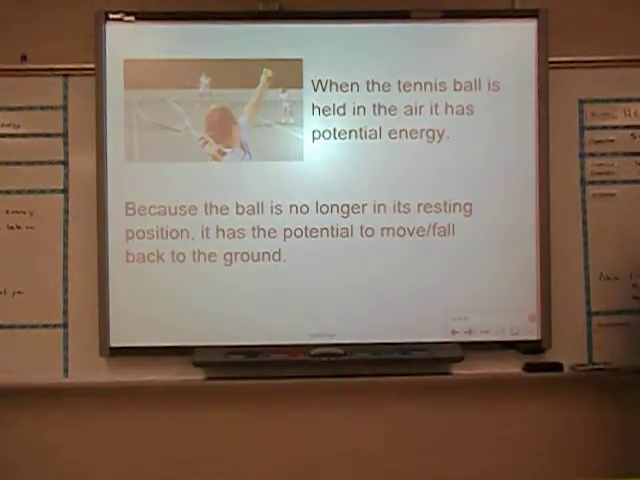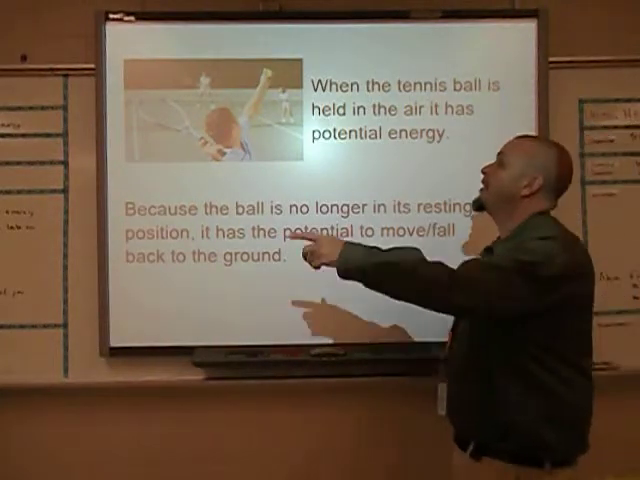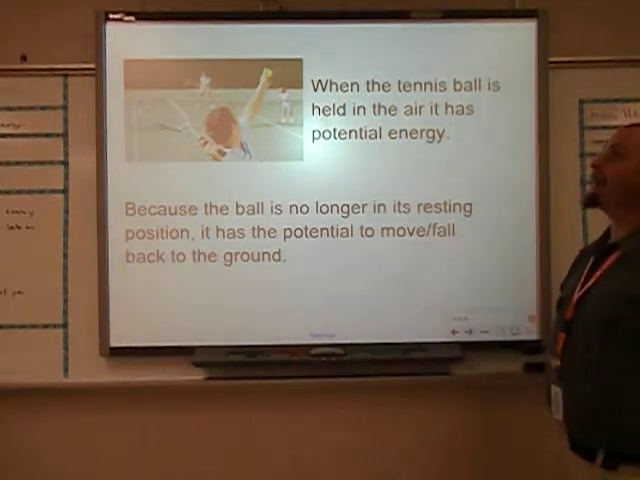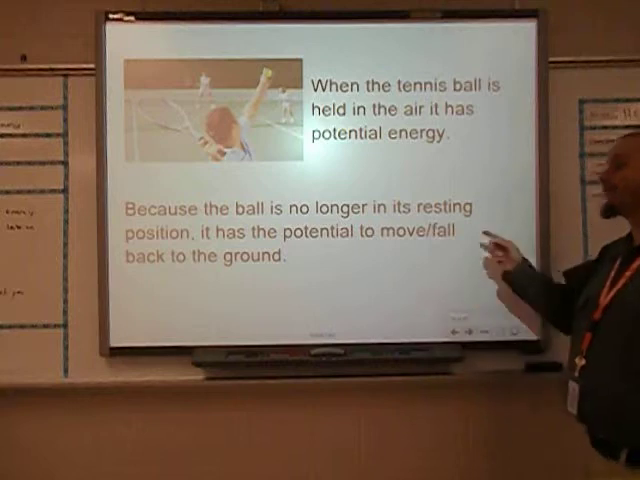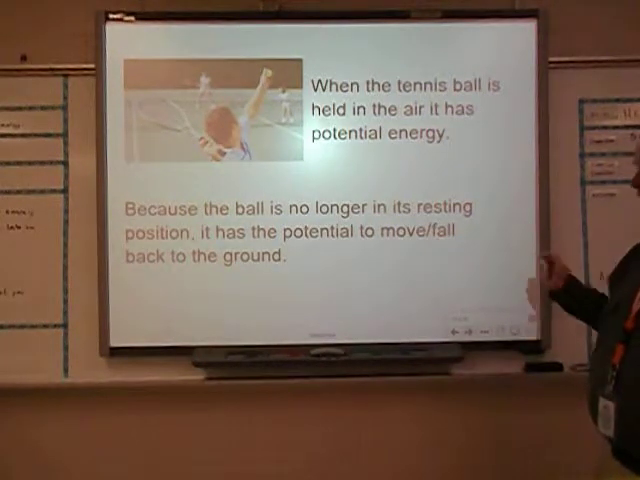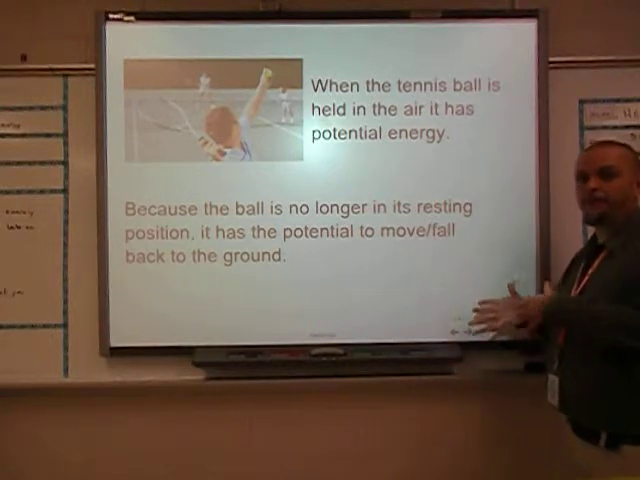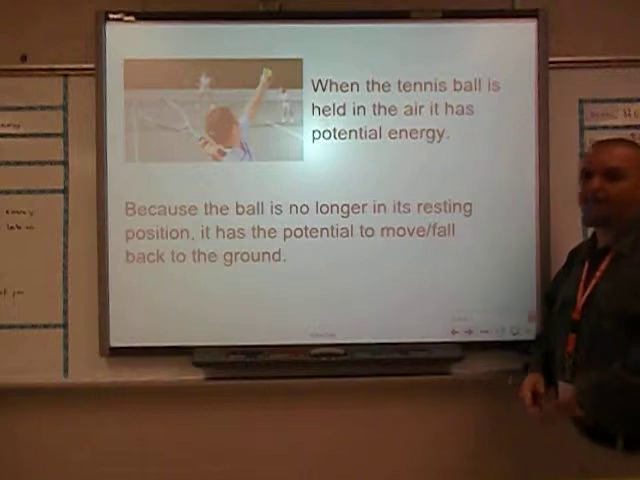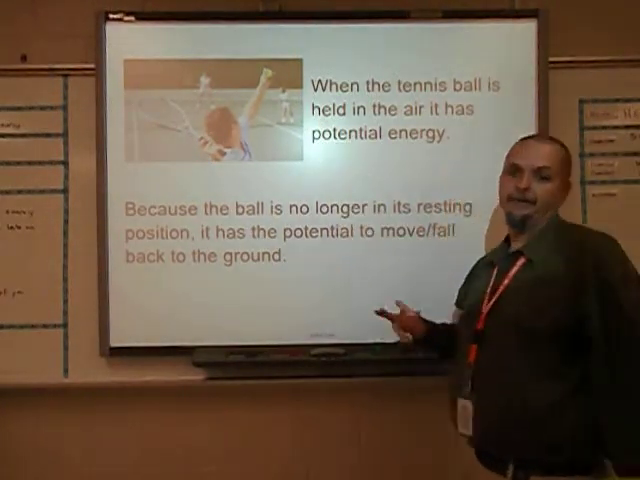If a tennis player picks up that ball and holds it in the air, now everything's changed. Because he's holding it in the air, it's not on the ground anymore. And there's the potential he could drop it and it could fall. It has the potential to fall. It has potential energy. Again, gravitational potential, the resting position is the ground. If it's on the ground, it has no gravitational potential. If it's off the ground, then it does.